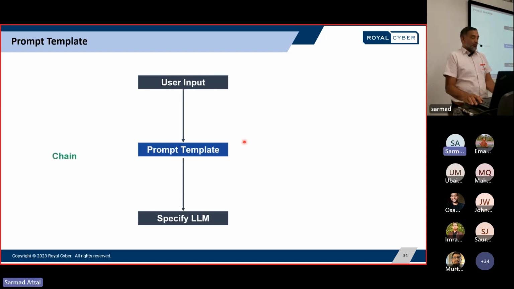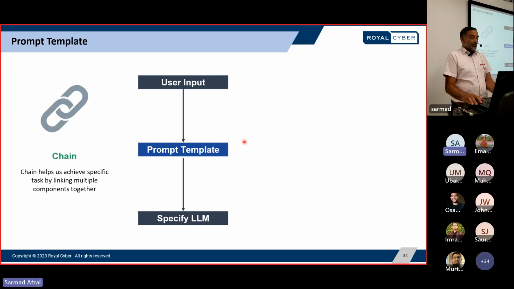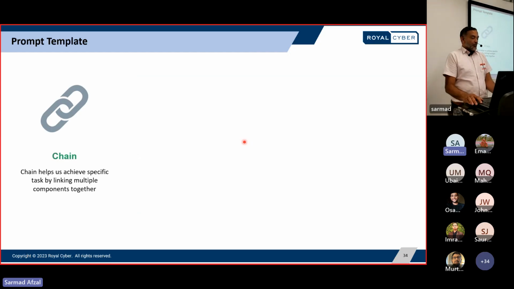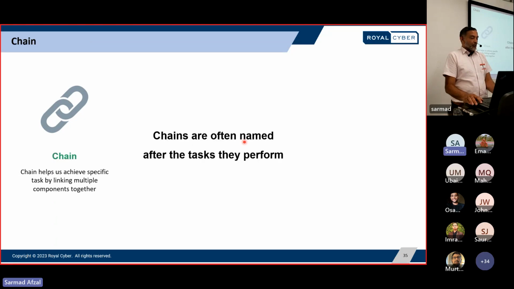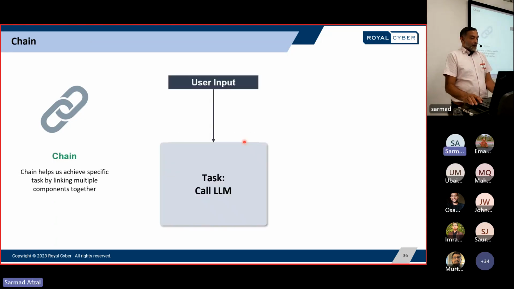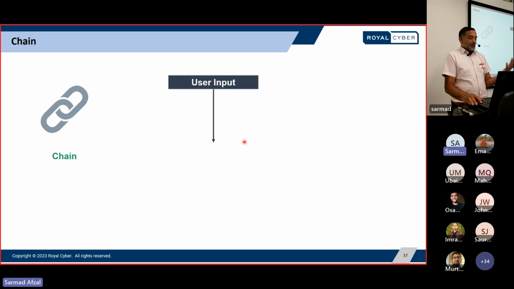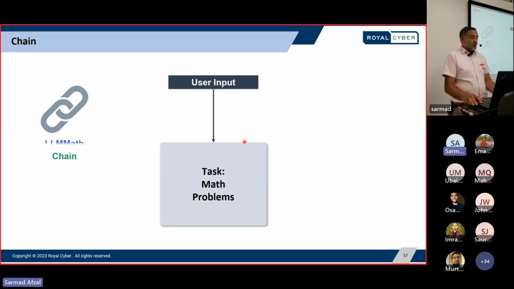There are many different kinds of chains available. If you want to talk to the large language model, you use a chain which is called, basically, LLM chain. If you want to do some sort of a math problem, you use a chain which is called LLM math chain. So these are all available out of the box from the framework.